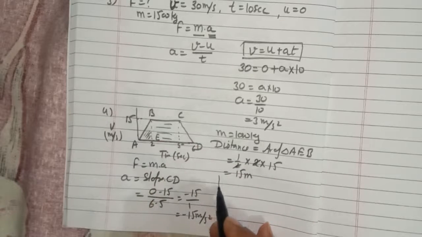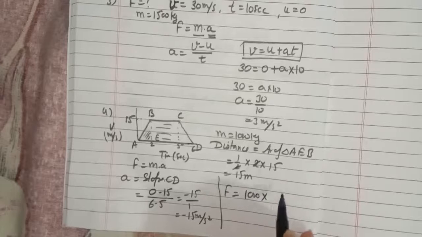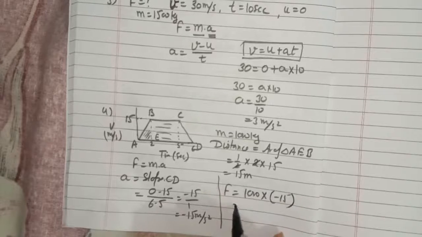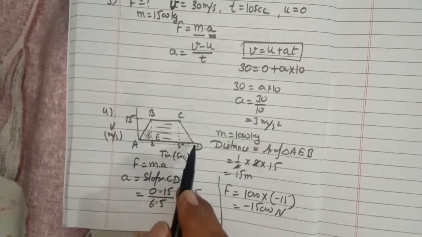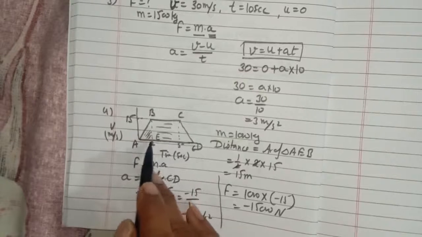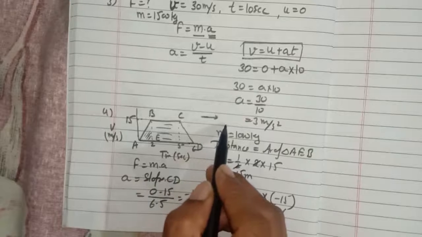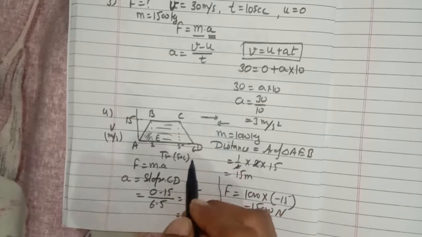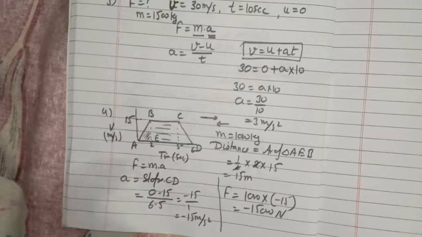Now again, if you want to find the force required, force is equal to mass, 1000, multiplied with the acceleration, which is minus 15. So we can calculate it as minus 15,000 Newton. The minus sign shows that the force exerted should be in the opposite direction of the motion of the car. So suppose the car is moving in this direction, we have to apply the force in the opposite direction. This is the meaning of this minus sign. So this is a paragraph based question.